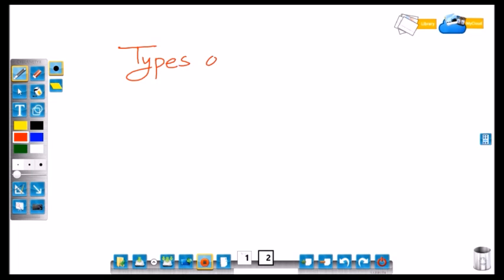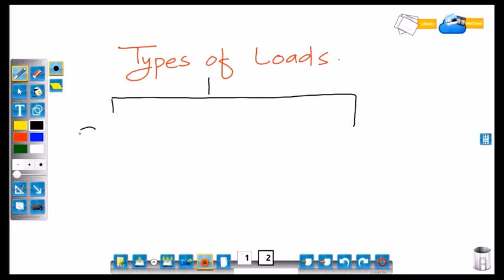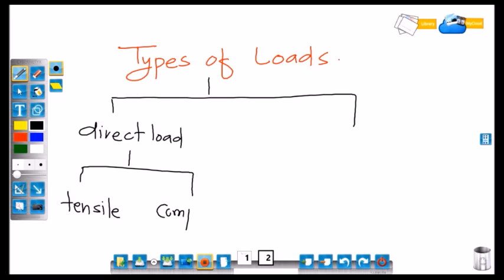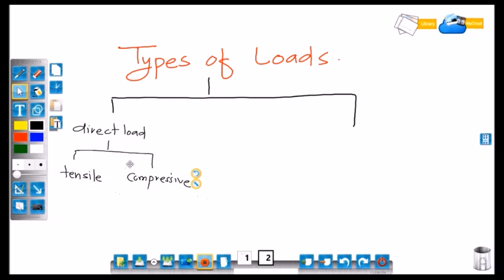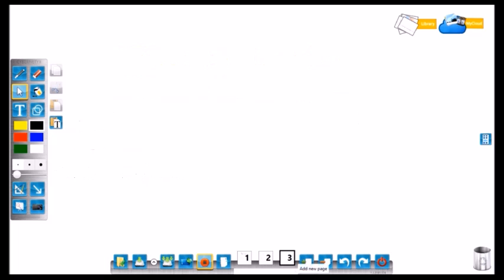Today we are going to see different types of loads. There are three types of load. First one is direct load. There are two types of direct load. First one is tensile and second one is compressive. Let's see direct load.